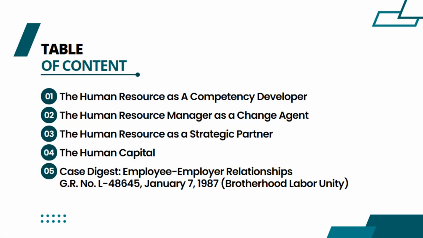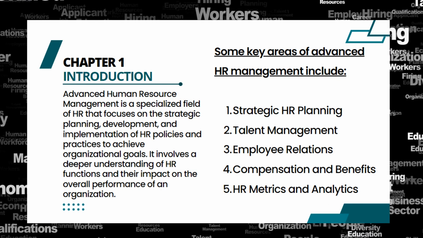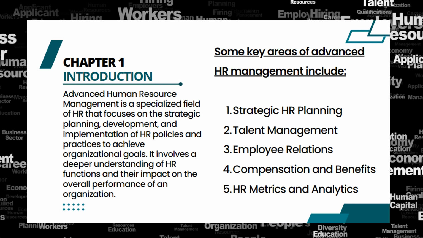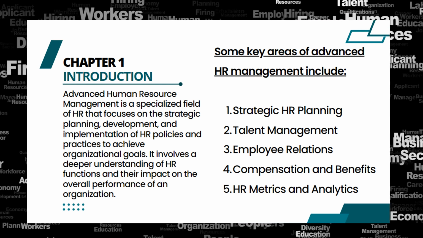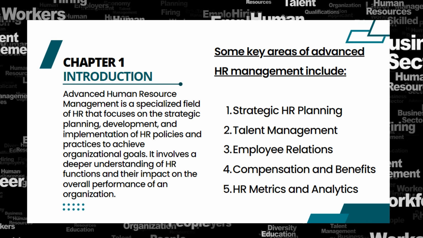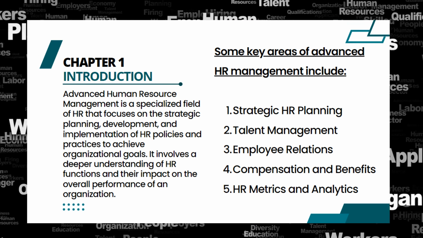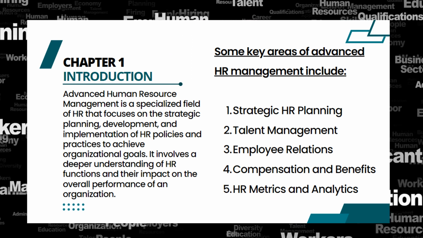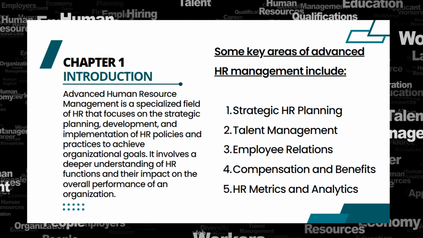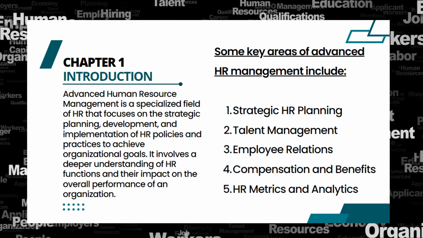So here's the overview of advanced human resource management from Chapter 1. Advanced human resource management is a specialized field of HR that focuses on the strategic planning, development, and implementation of HR policies and practices to achieve organizational goals. It involves a deeper understanding of HR functions and their impact on the overall performance of an organization.